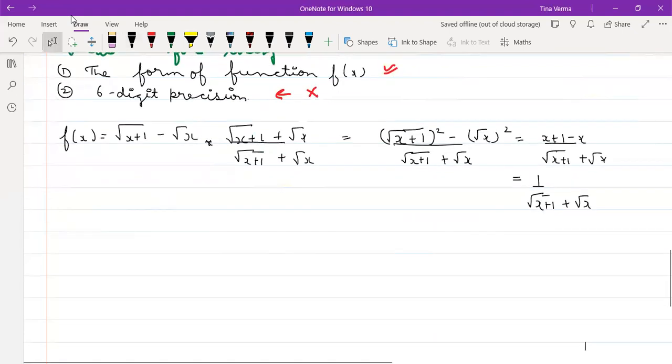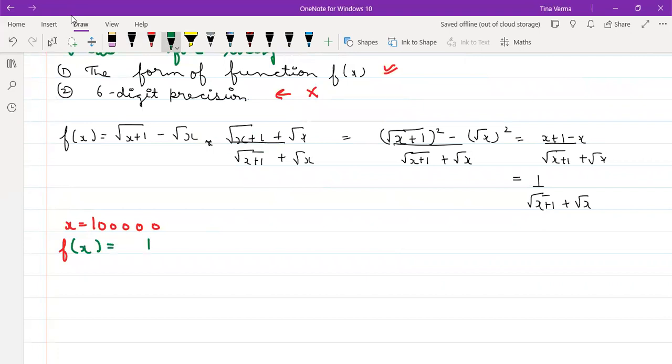Now use 6-digit precision and choose the value x as 1 lakh. Then you can see if you evaluate f of x at this point, this will be your 316.229 plus 316.228, and this you will get 0.00158. Now there, how many digits did you have? Significant, when we have done, we have only one significant digit, and this is also a close approximation towards your actual approximation, and it has more digits. How many significant digits are there here?